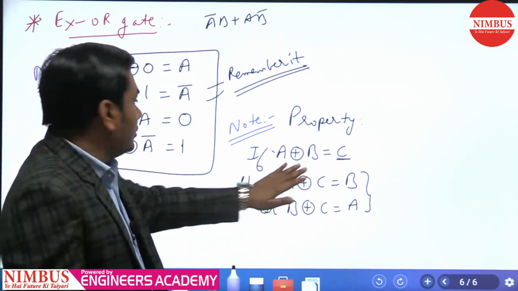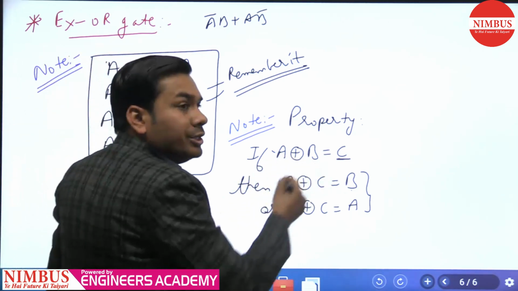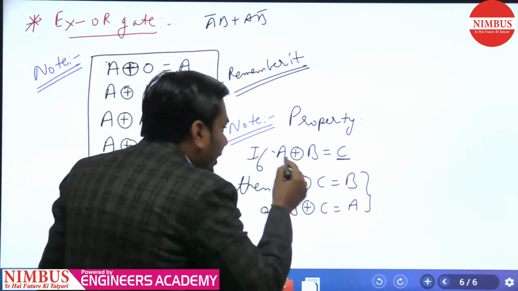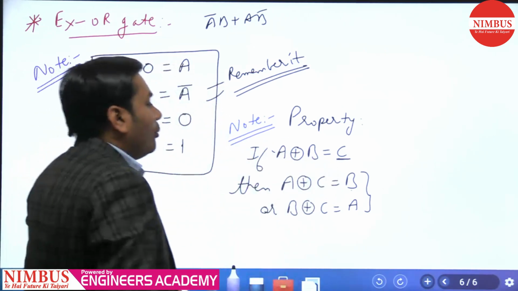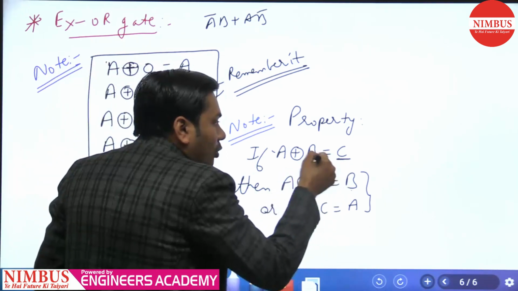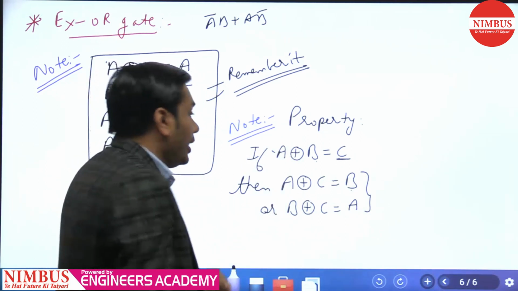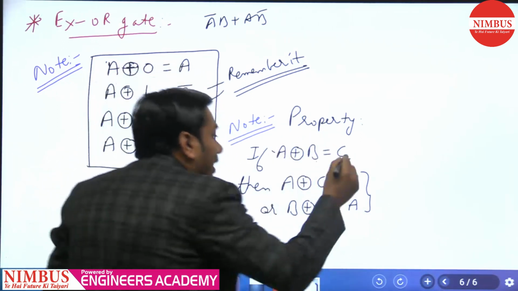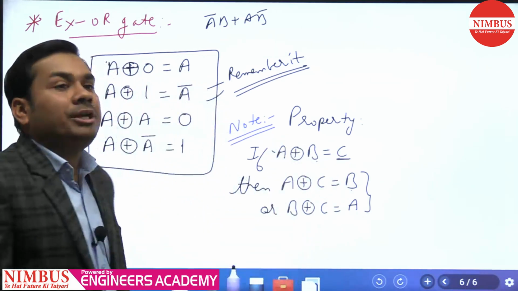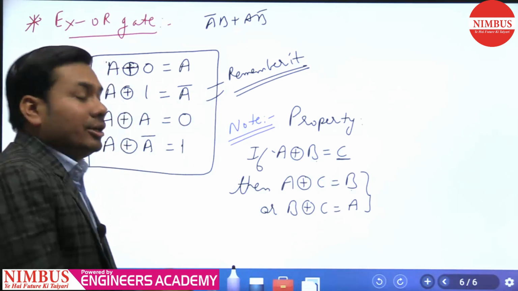That property is A XOR B equals C, right? So if we are performing B XOR C, then the output will be A. If we are performing A XOR C, then the output will be B, right?